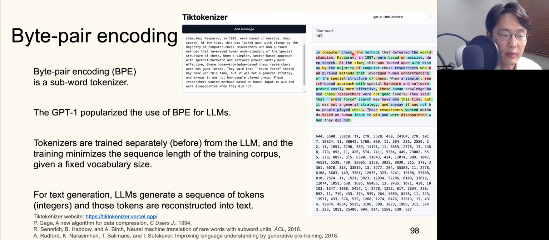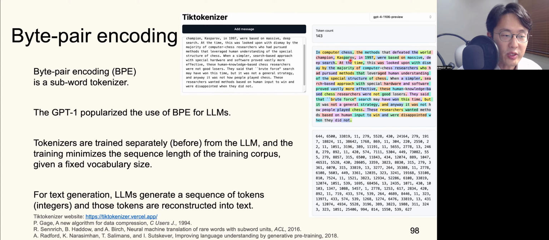33,819, comma is token number 11. Space that's 279, space methods, that's 5,528. So this is how the tokenization works. At this point, you might think that, okay, this is doing the tokenization word by word. Well, not quite. So here we have comma, the comma was token 11. Here we have the comma again, that's again token 11.